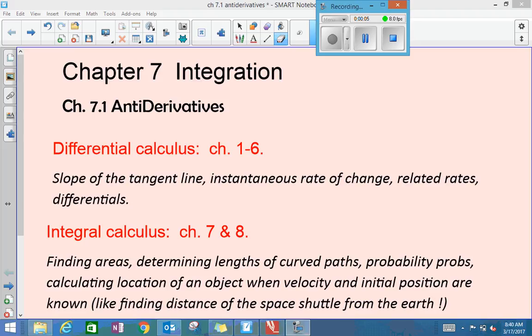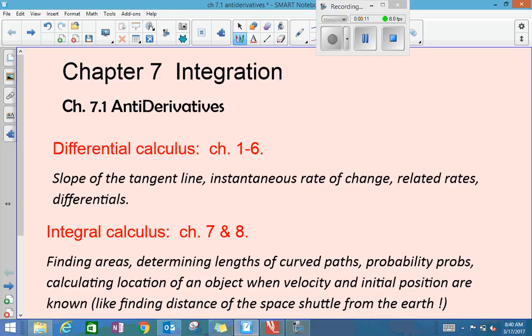So today we're starting Chapter 7, Integration, which as I told you last class is kind of the opposite of everything we've done in Calculus so far. All of our Calculus so far has been focused on derivatives. So Chapter 7, and specifically Section 7.1, is focused on antiderivatives.